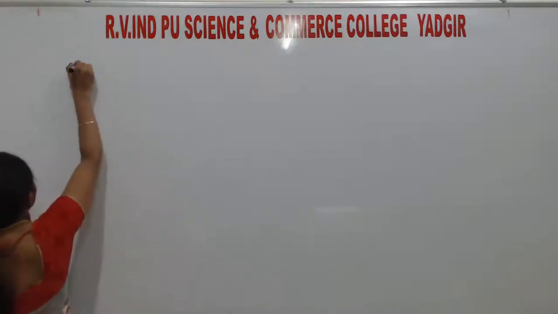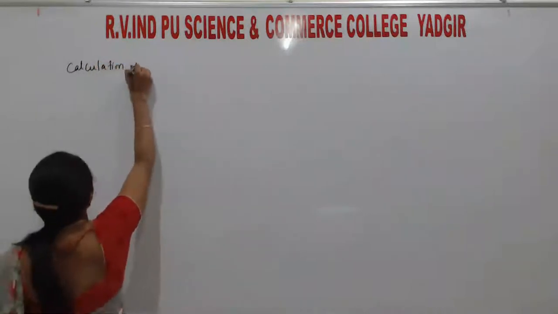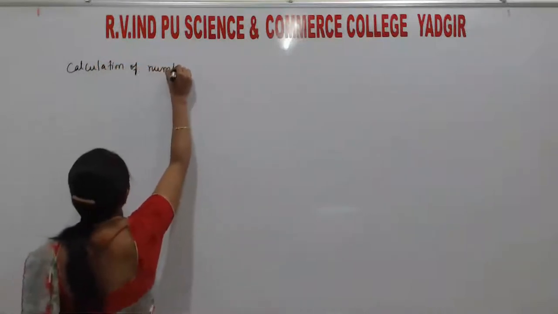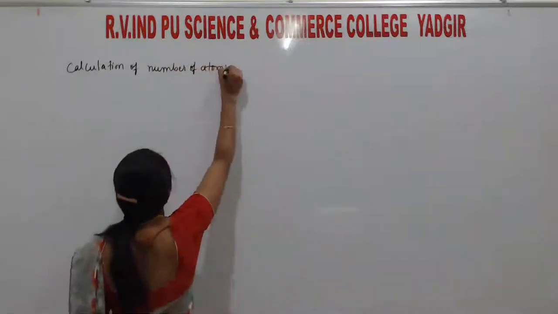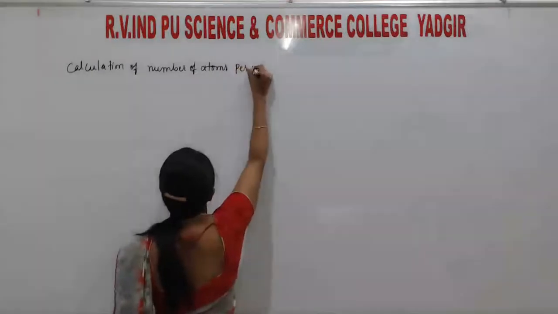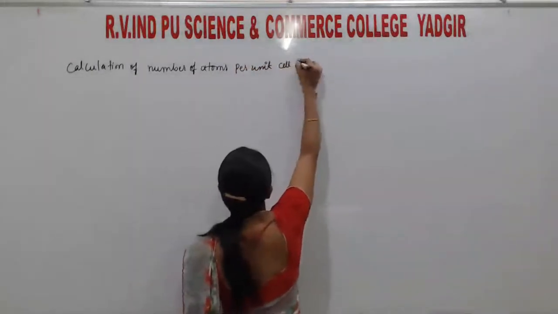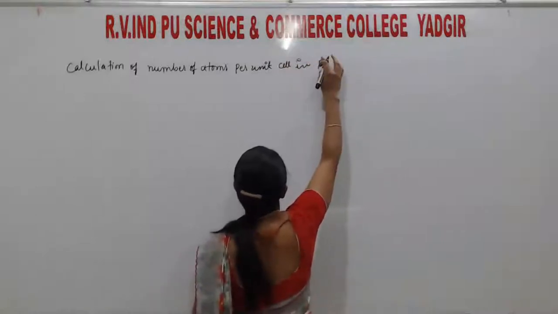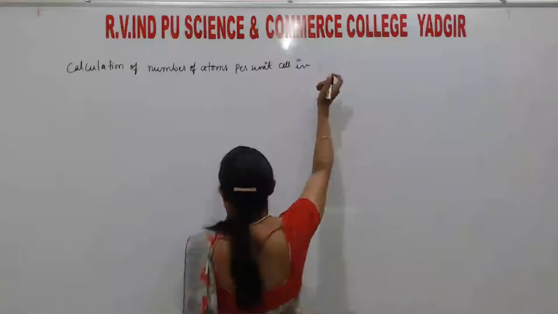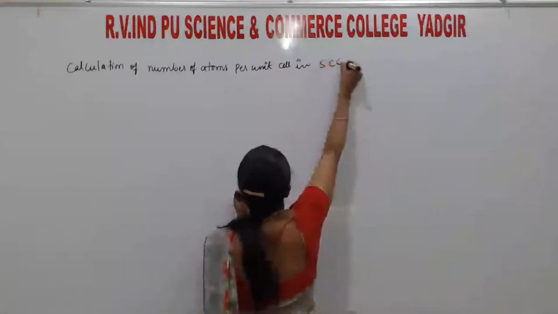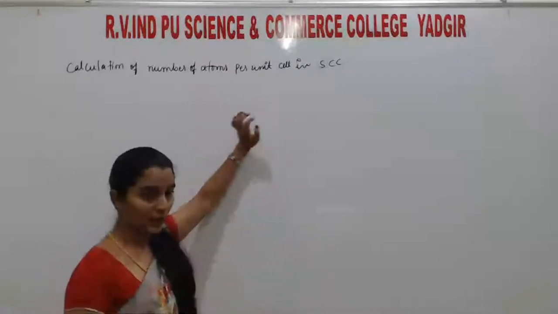Calculation of number of atoms per unit cell in FCC. Okay, before going to that, I will say SCC only, simple cubic. So students, what does simple cubic cell mean?